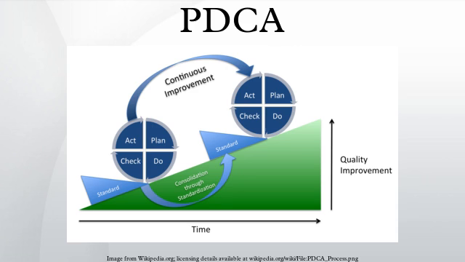PDCA is an iterative four-step management method used in business for the control and continuous improvement of processes and products. It is also known as the Deming circle wheel, Shewhart cycle, control circle cycle, or plan do study act. Another version of this PDCA cycle is OPDCA. The added O stands for observation, or as some versions say, grasp the current condition. This emphasis on observation and current condition has currency with lean manufacturing Toyota production system literature.